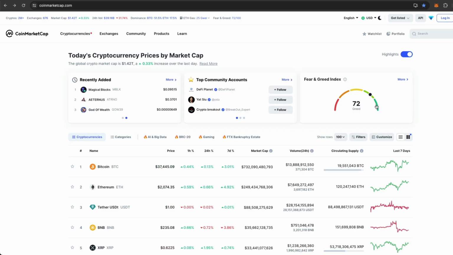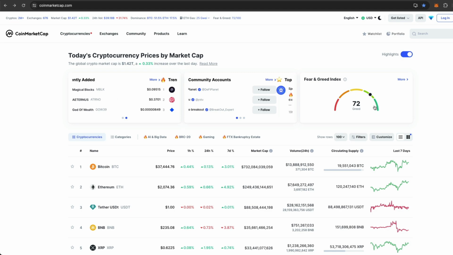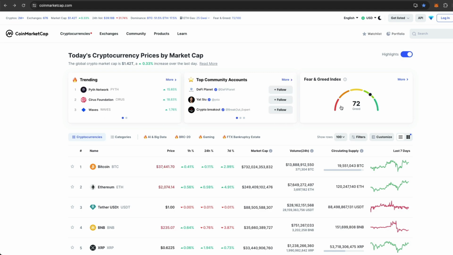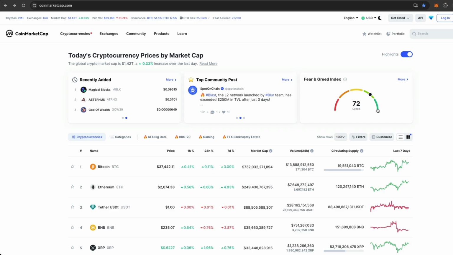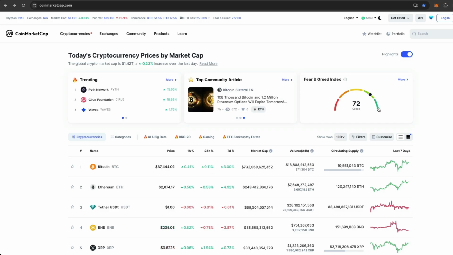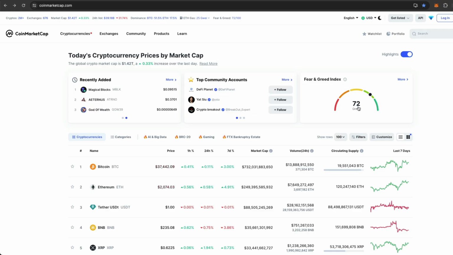contrarian view. And from my personal observation, of course, not financial advice, from what I've seen, it's generally been a good idea to buy when there's a lot of fear. And when there's a lot of greed in the market, I've generally noticed that that is usually the correct time to sell some of your assets. Of course, it's not 100% accurate.